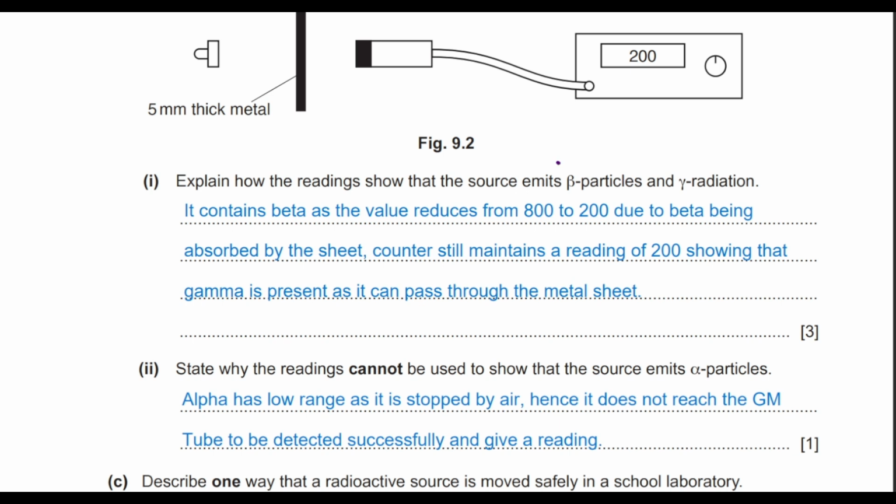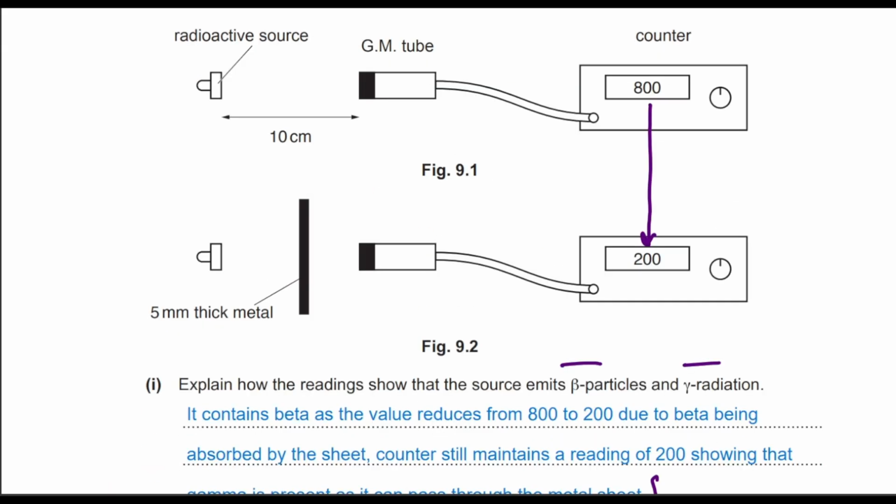So explain how the readings show that it emits beta and gamma. Notice that he's not asking you about the justification of alpha, right? So we don't need to waste our writing space for alpha. If you do end up having more space, then you can justify for alpha, but the primary concern should be beta and gamma. So how do you know that this does emit beta and gamma? You see, we can argue from 800 to 200, which means, even with the presence of the metal sheet, that beta generally is stopped by the metal sheet. So this is not showing beta, this is showing gamma only, which means gamma is definitely present, right?